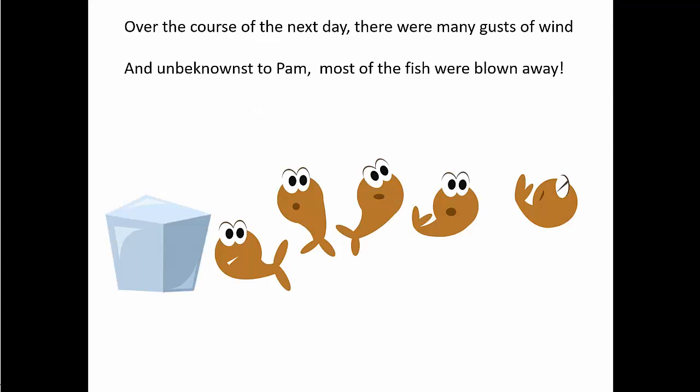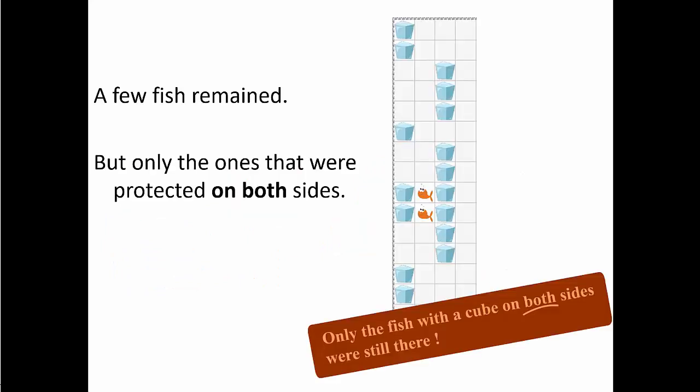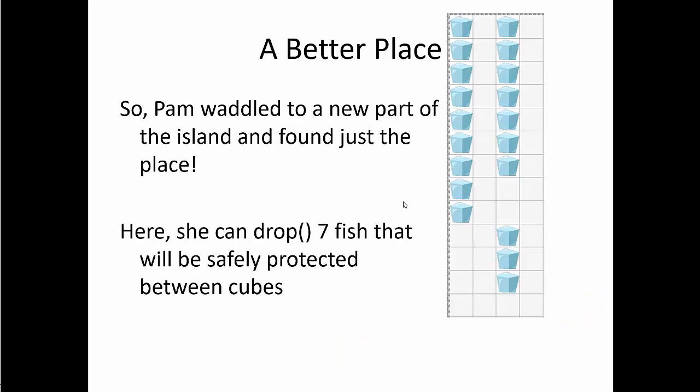Unfortunately, over the course of the next day, it was very windy, and unbeknownst to Pam during this whole time, the fish were flying away left and right, leading to a map that looks like this. So only a few fish remained, and they were the ones that were protected on both sides. So after Pam learned about this dilemma, she wanted to find a new place in the island that would be protected on both sides, where she could put a lot of fish down and not worry about the wind like she would have to here.